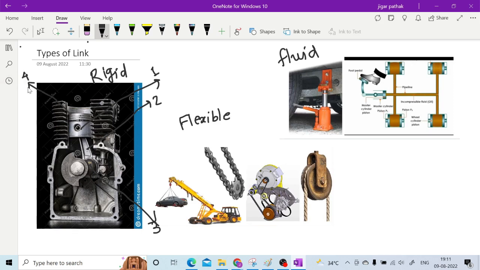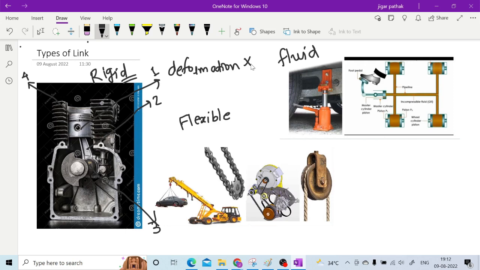So here you have this simple mechanism, and these are your different links. If you observe here, all the links are rigid links. Now what do you mean by rigid link? It means whenever this mechanism is under operation, there will not be any deformation. It will be there, but it will be very minute deformation which cannot affect the performance of this particular mechanism. So we can say that deformation is almost absent in the case of a rigid link.